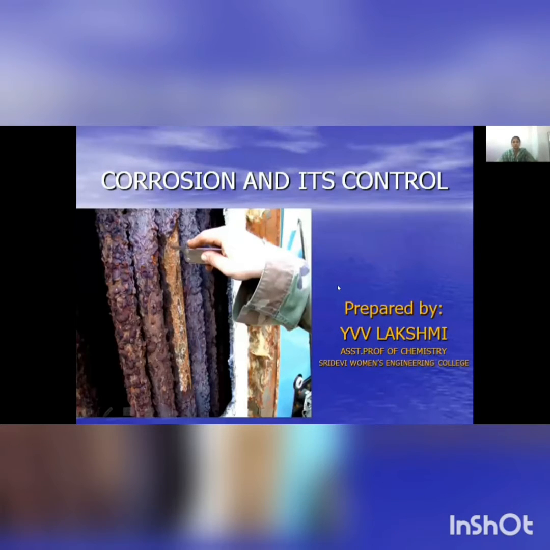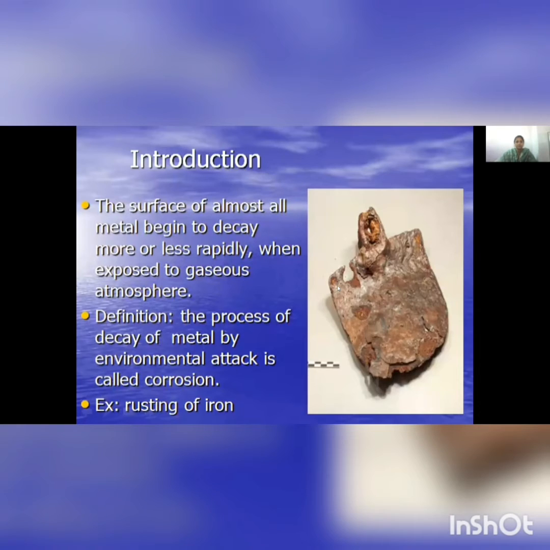The next part is corrosion. By definition, corrosion is the process of destruction and consequent loss of solid metallic material through an unwanted chemical or electrochemical attack by its environment. That is called corrosion.